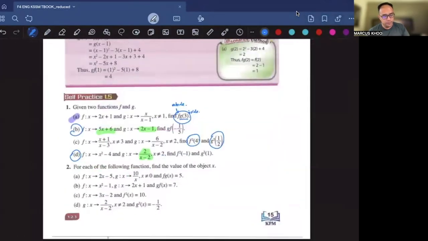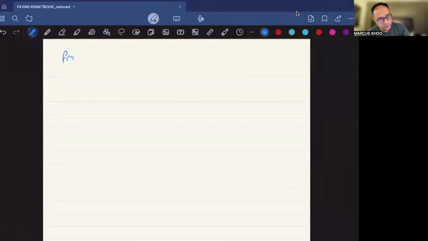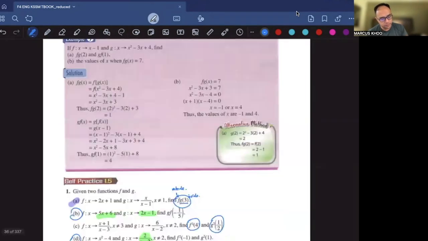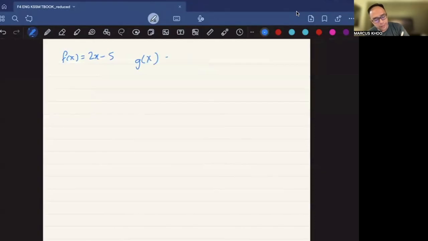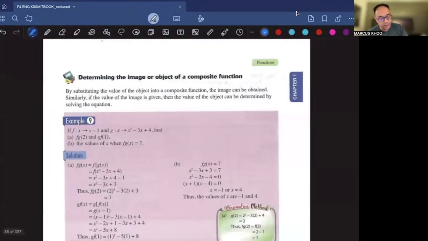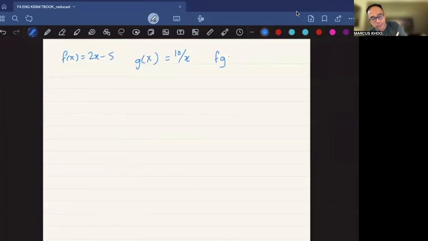Okay, f(x) is 2x minus 5. g(x) is 10 over x. And then they give you fg(x) already. So we don't know what the object is now. It equals 5. For this one, you kind of have no choice. You have to use method 2, because you don't know what the number is, you don't know what the object is, you cannot use method 1. You have to use method 2 for this.